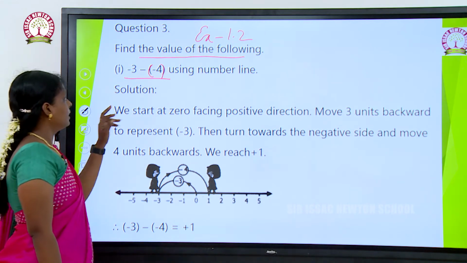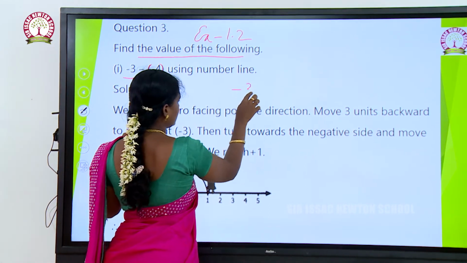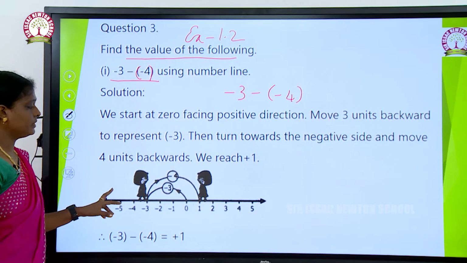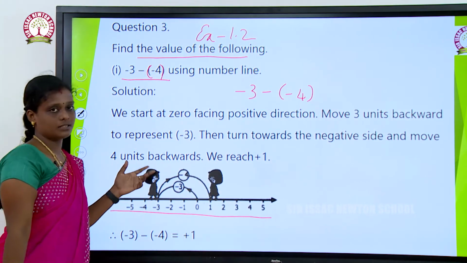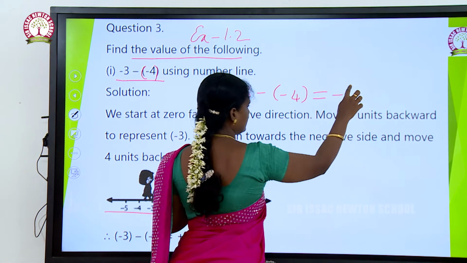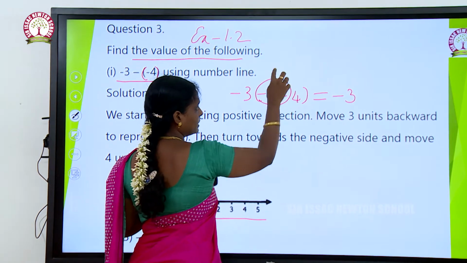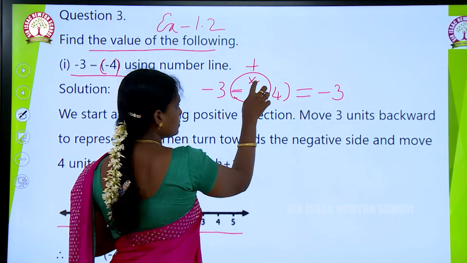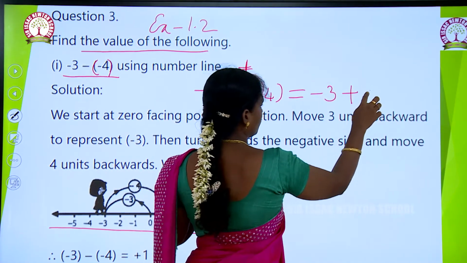I hope you all remember the properties of subtraction. So minus 3 minus of minus 4. Here we are going to solve this using a number line, but without a number line also, you know, I hope. Already I have told you, minus into minus will become plus. So minus 3 plus 4.